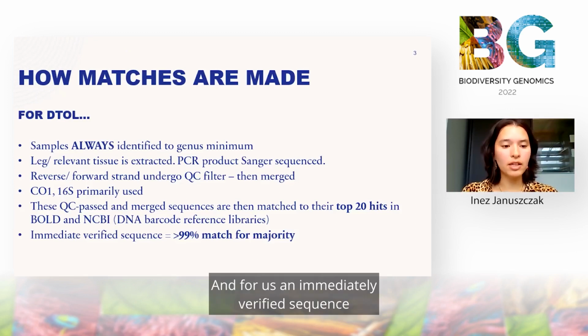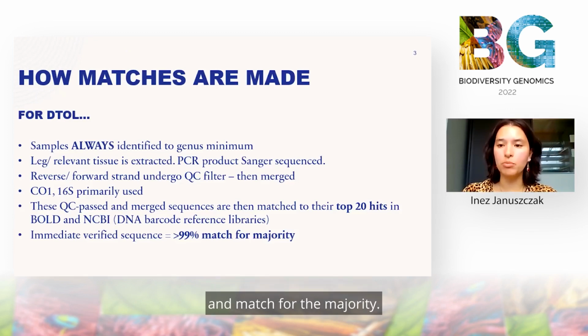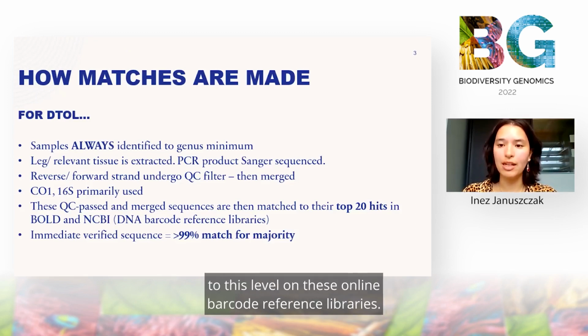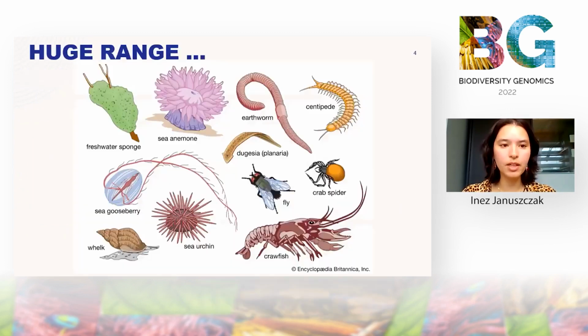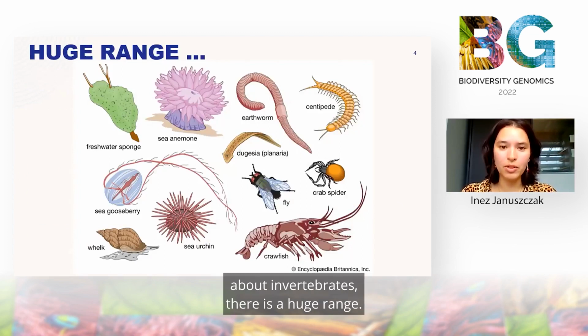And for us, an immediately verified sequence means that it has to match for 99% similarity and match for the majority. So we will only count an ID as being verified if it matches to this level on these online barcode reference libraries.